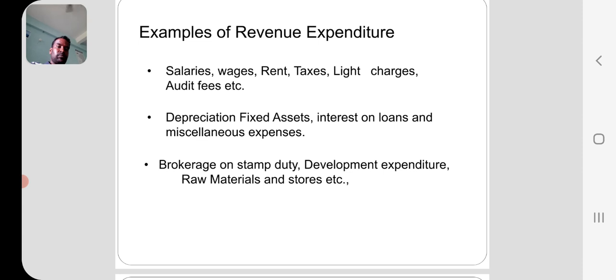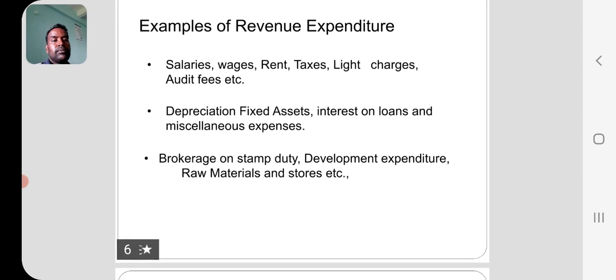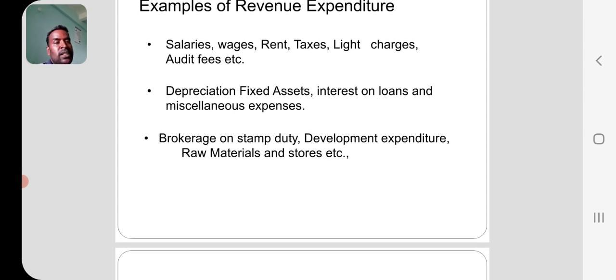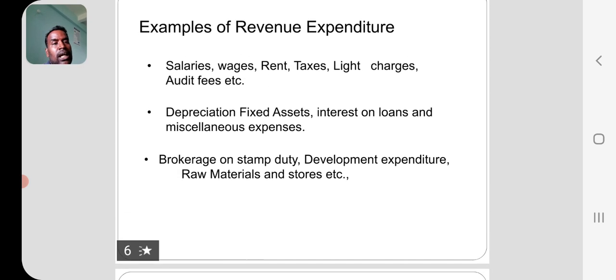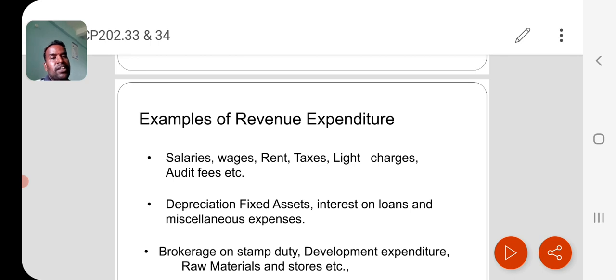Salaries, wages, rent, taxes, light charges, audit fees, etc. Depreciation on fixed assets, interest on loans and miscellaneous expenses, brokerage and stamp duty, development expenditure, raw materials and stores, etc. come under revenue expenditure.